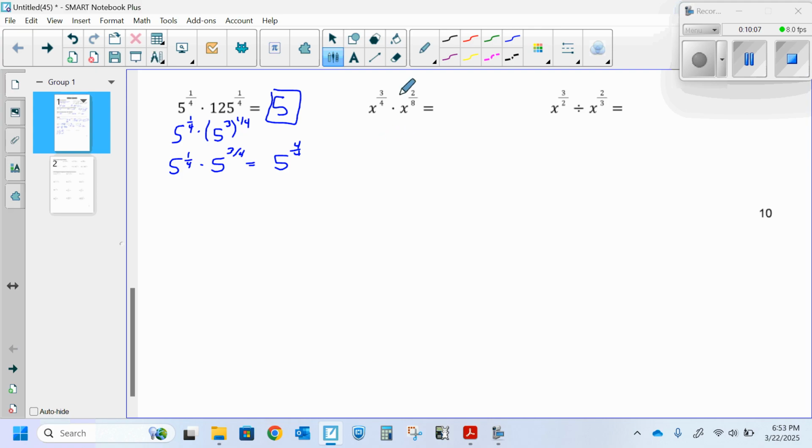Okay. All we do here is add your exponents. This is weird. That should be a 4th. So, I mean, not weird, it is what it is, but let's reduce that fraction. 3/4 plus 1/4 is 1.